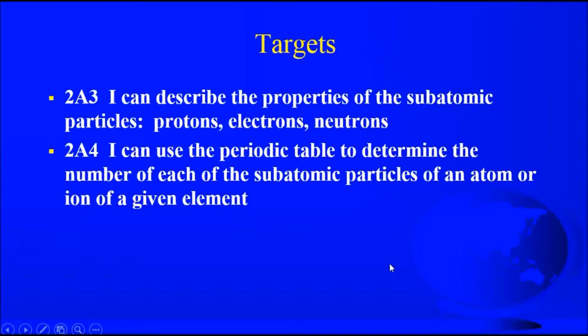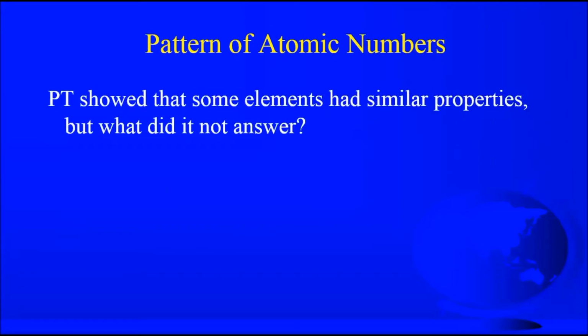All right, so after today, you should be able to describe the different parts of the atom. And if I give you a nuclear symbol, can you tell me how many protons, electrons, and neutrons are found in that particular atom? We'll see. All right, the periodic table showed us that some elements had similar properties.